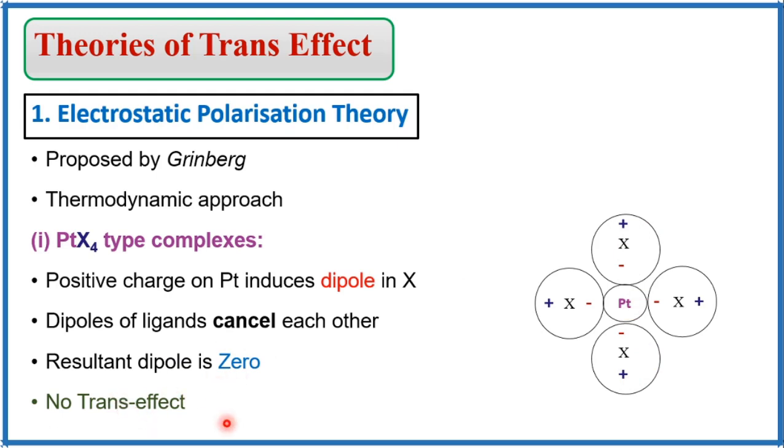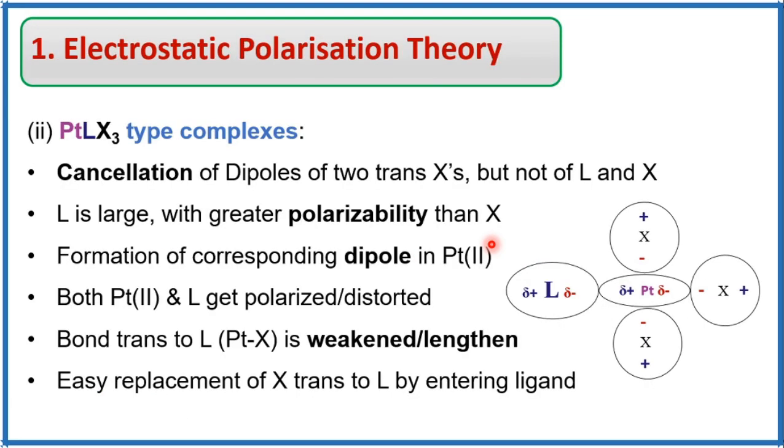Therefore there is no trans effect. There is no phenomenon called trans effect because all four ligands are the same and all the dipoles produced here get cancelled out with each other. The opposite ligands cancel out their dipoles, so the resultant dipole is zero. Therefore the trans effect cannot be shown in these types of complexes.